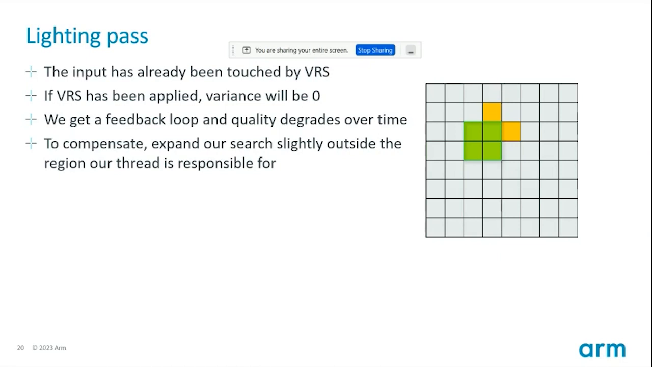We will never, ever use a lower or a higher shading rate ever again. We get a feedback loop where the quality degrades over time. So we need to combat this feedback loop. So to compensate for this, we expand our search slightly outside of the region that our thread would normally be responsible for. We add some additional pixels that we also check the luminance of and check the difference in luminance. And that way we are able to get rid of this feedback loop.